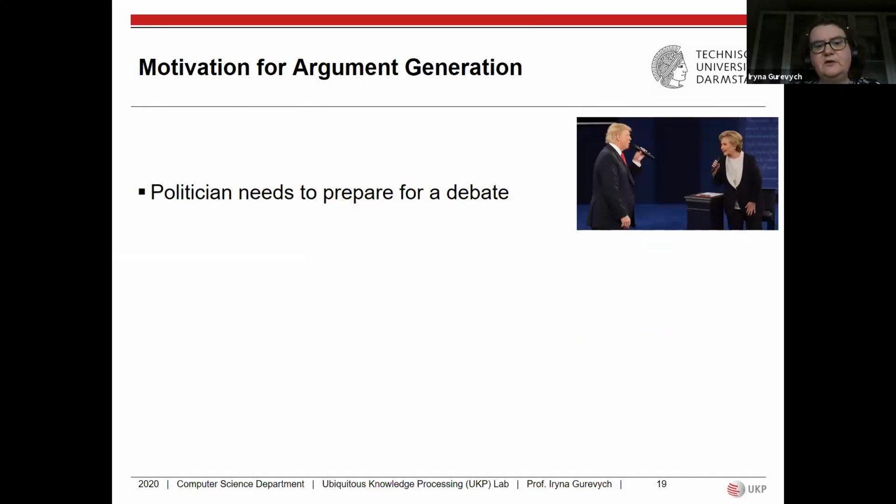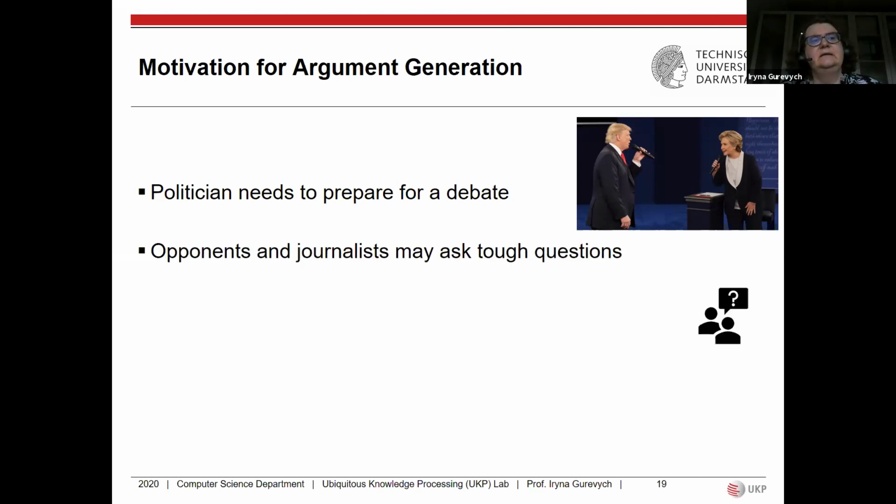So what is the motivation for argument generation? Imagine that a politician needs to prepare for a debate, but it can as well be a student who wants to write an essay, or a journalist researching arguments for a particular article.